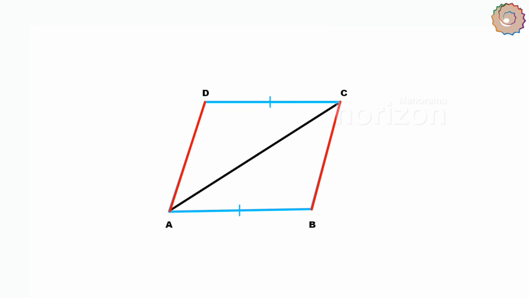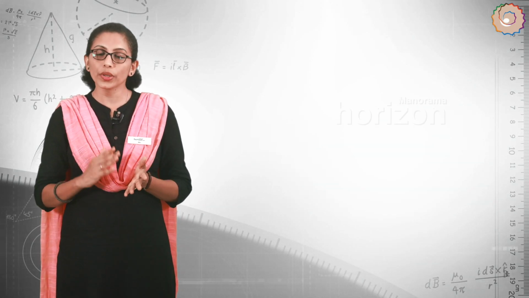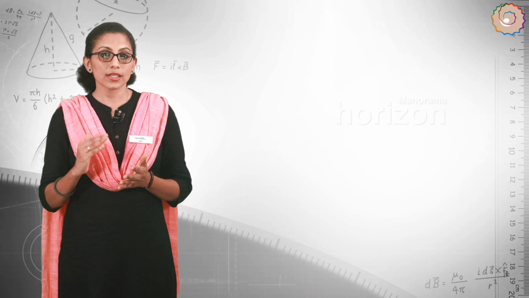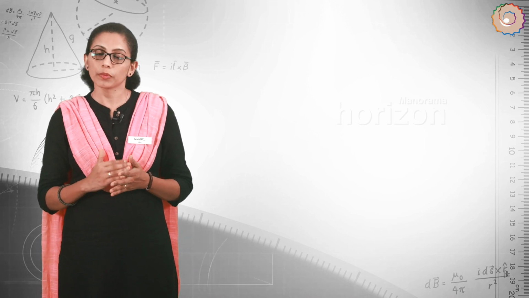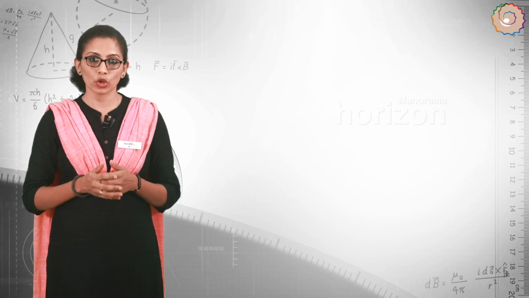Now, with AD and BC and the transversal AC, we can say angle BCA is equal to angle DAC. Reason, they are the alternate angles. Therefore, lines are parallel, that is AD parallel to BC. Thus, in ABCD, both pairs of opposite sides are equal and parallel. That is, ABCD is a parallelogram. Hence, proved.